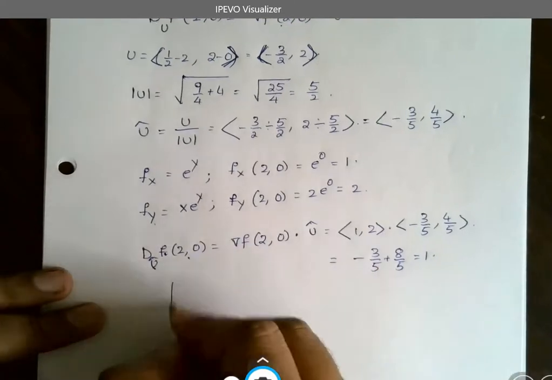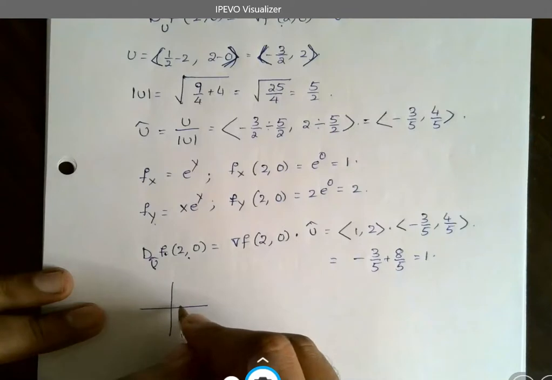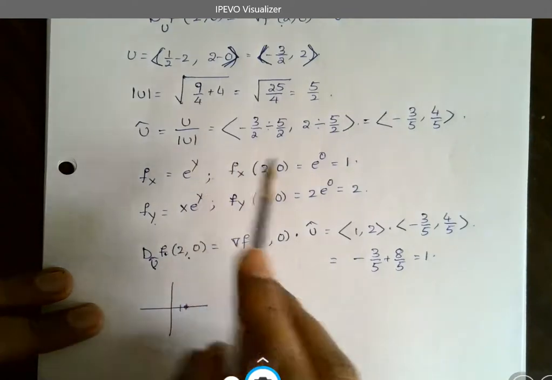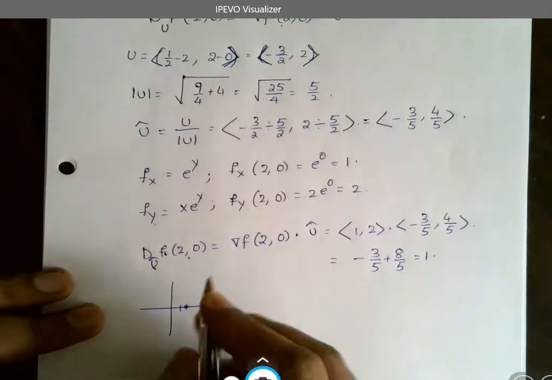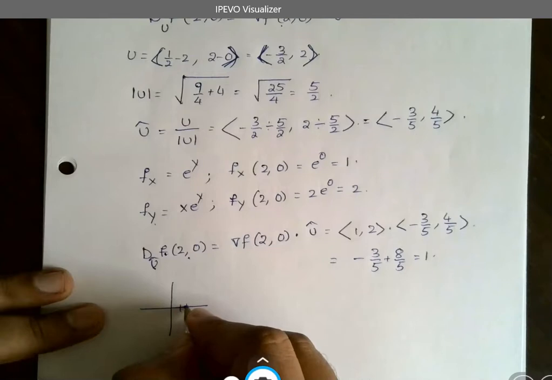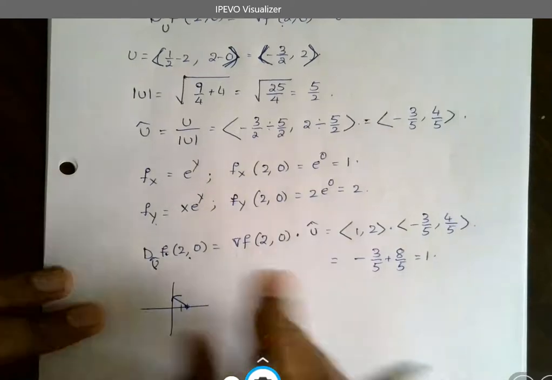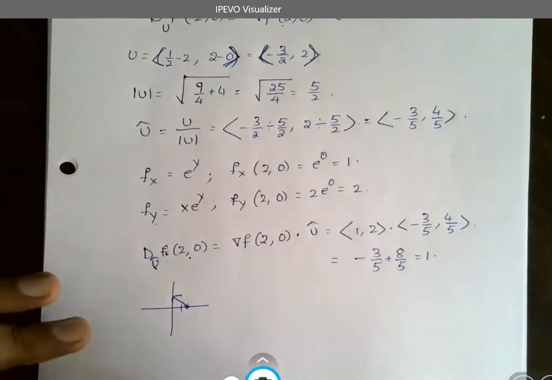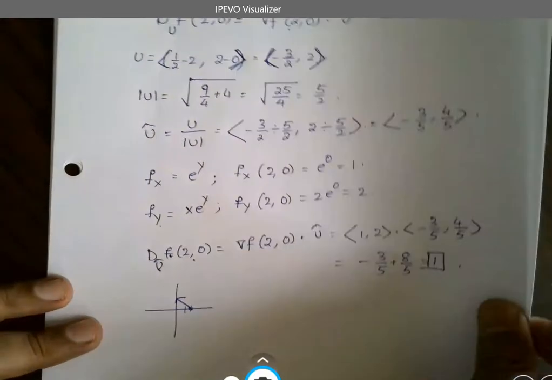In other words, they are saying the directional derivative of the function at (2, 0), in the direction of u, where u is (negative 3/5, 4/5), is 1. That means somewhere here: negative 3/5 means x is negative, y is positive, so that means like that. So in that direction it is 1. This is a rough sketch, so don't get too serious about it. That's the answer here.